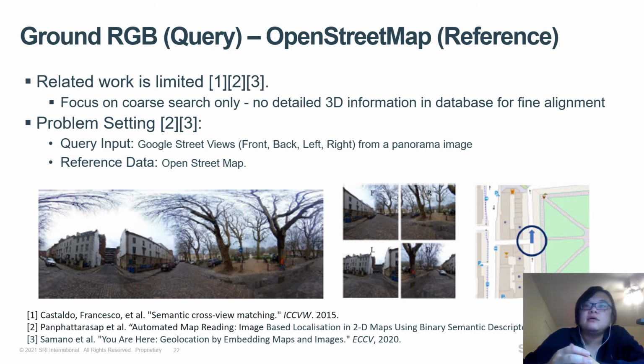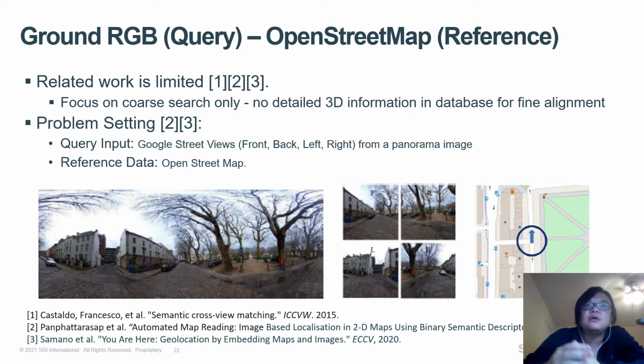Related work for this problem setting is also limited because cross-modal geolocalization is a new area. Prior works only focus on code search because they use OpenStreetMap as reference data, and currently none of these works include detailed 3D information in the database for file alignment. So here we choose two related works in this area because they share the same problem settings.